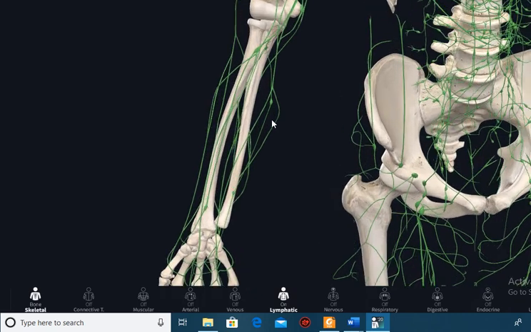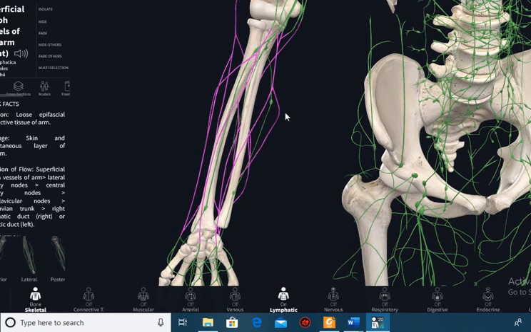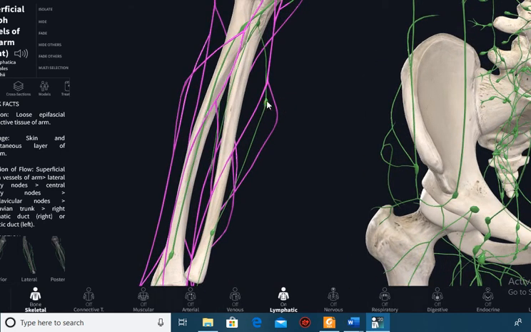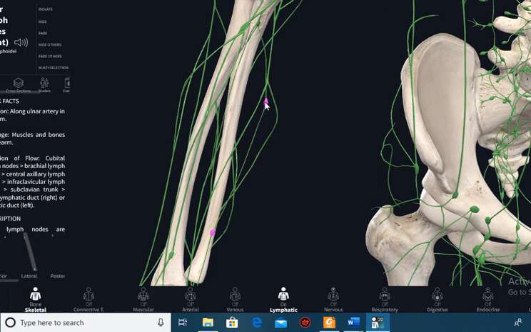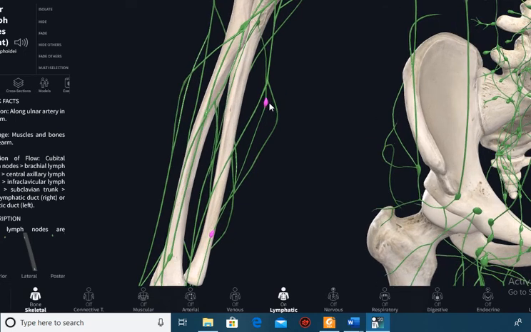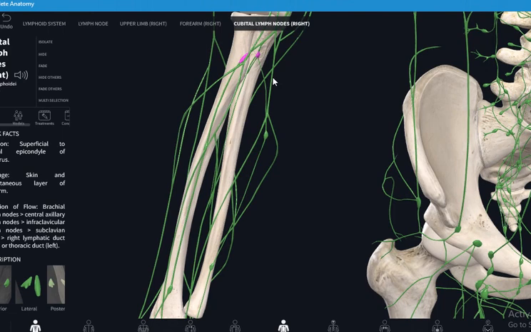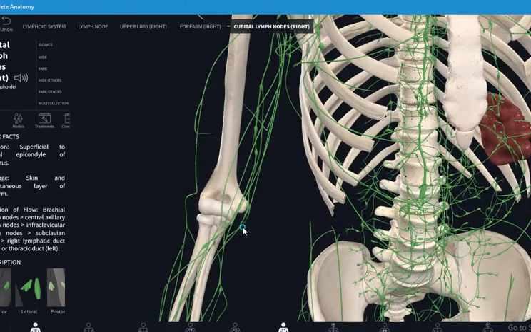Now you see that there are not many lymph nodes at the level of the arm. So these are the small lymph nodes here. This particular one is the superficial lymph node of the forearm. So you have this superficial lymph vessel of the forearm. This lymph node here is the ulnar lymph node. This lymph node is a cubital lymph node. So there are not too many lymph nodes.